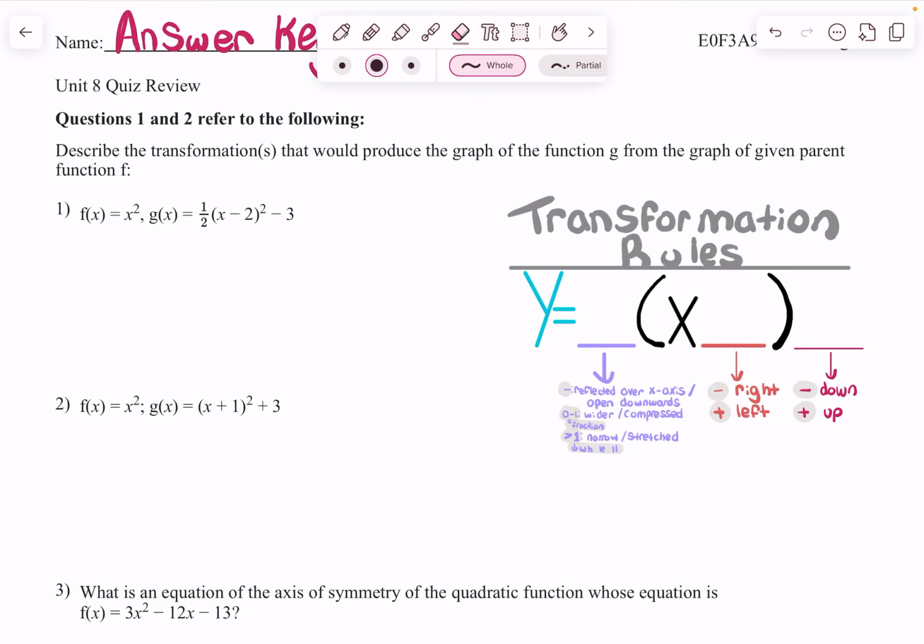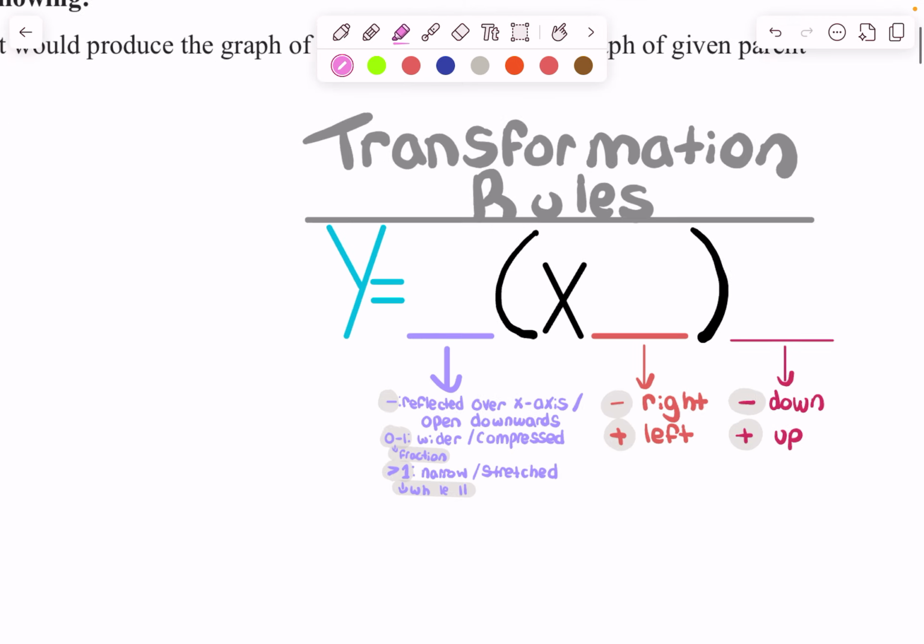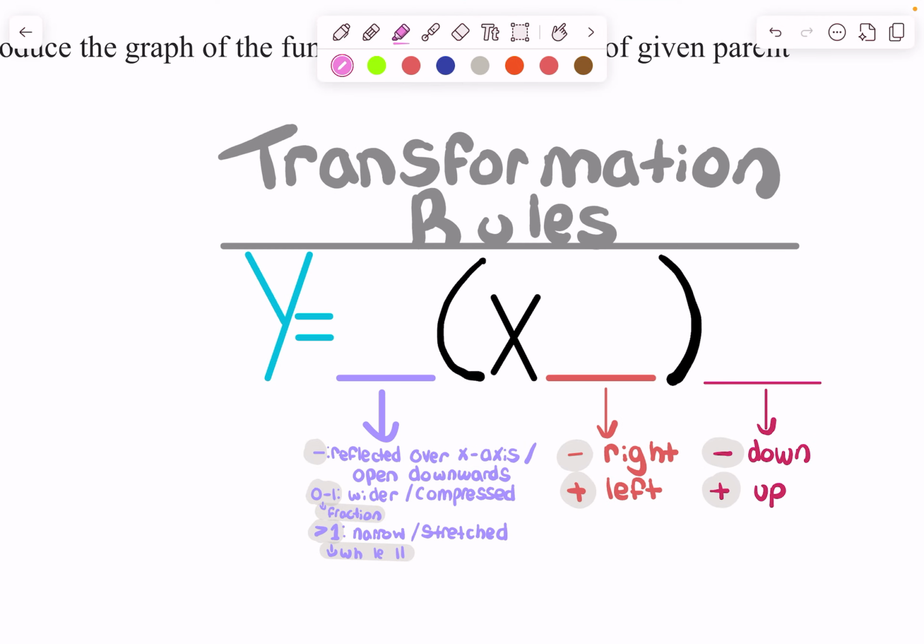Alrighty, we are getting ready for our Unit 8 quiz. The first type of question that we could see on this quiz is asking us about the transformations. If you go from the normal parent function, x squared, that starts at 0, 0, the vertex, how would it change if you added numbers in the parentheses, next to the parentheses, in front of the parentheses? This is a general rule for the transformations.